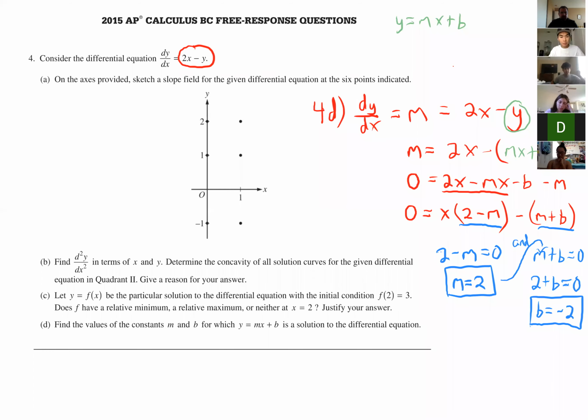Can you do 4C? 4C, yep. So I'm going to clear off 4D, and I'm going to switch to 4C. Okay, so 4C now.